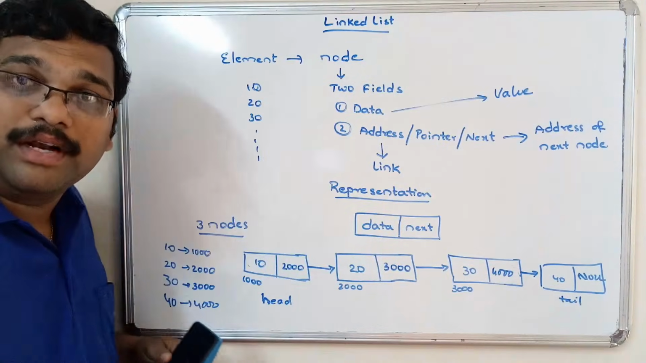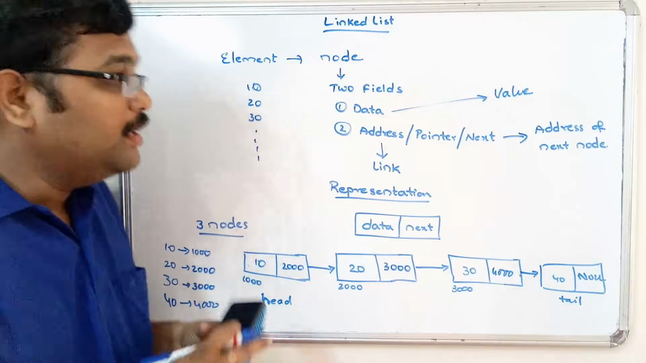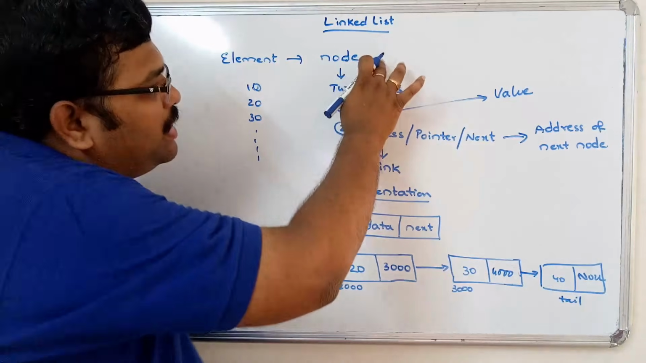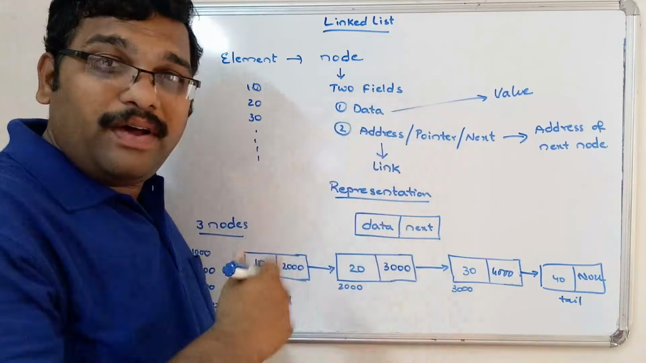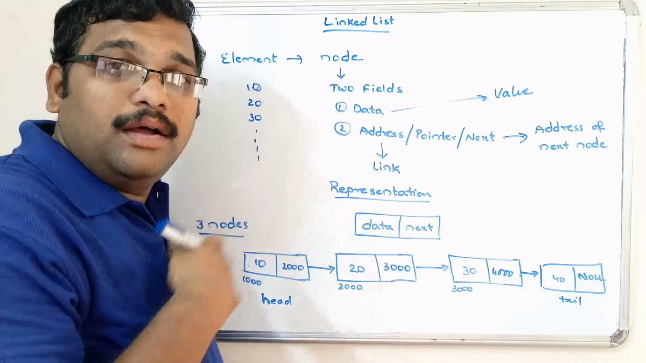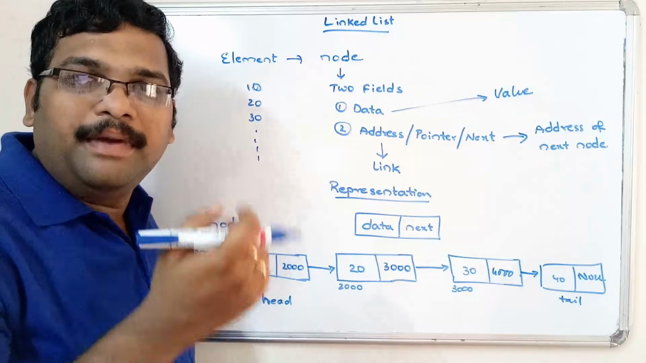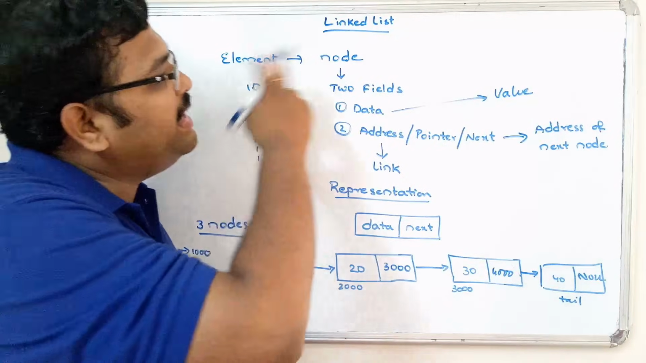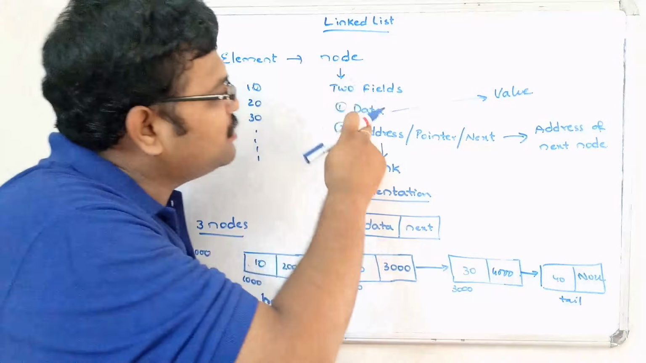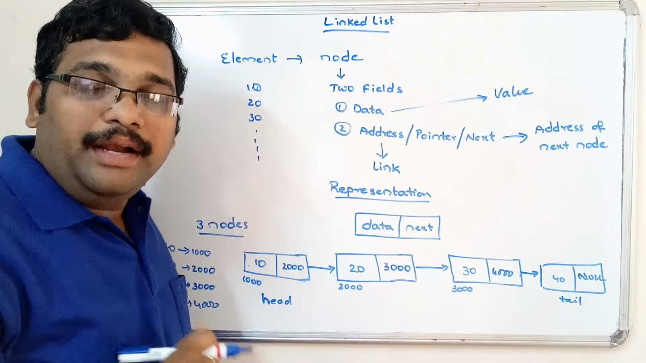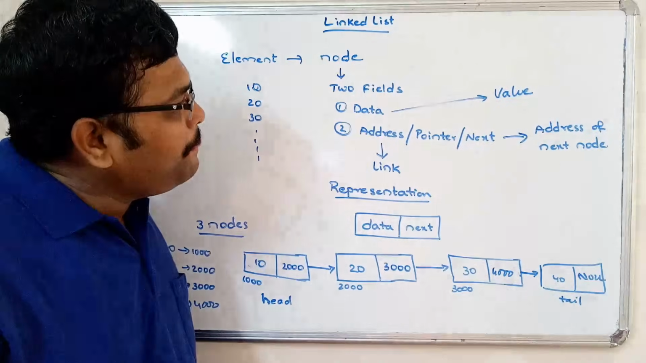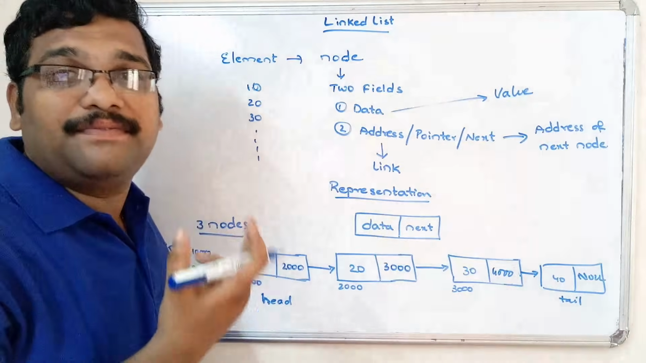Hope you understood this one, right? So a node consists of two fields. So far we have been studying only the element, but here we have to treat it as a node because it consists of two fields, right? So before going to the program, first we have to create a structure for this node.